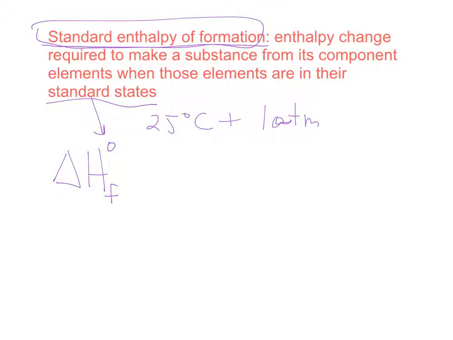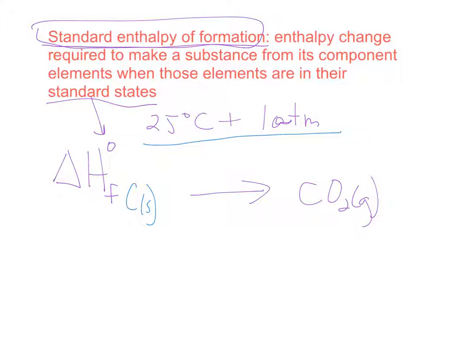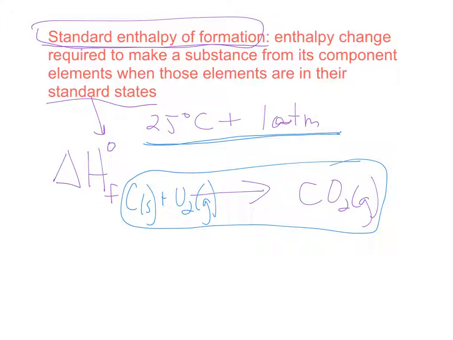So I gave you the example to make CO2 as a gas from its component elements. The way that would have to be from carbon as a solid, because carbon at 25 degrees Celsius and 1 atmosphere is a solid, plus oxygen as a gas, because at 25 degrees Celsius and 1 atmosphere. So the energy needed for these two things to come together and make carbon dioxide would be called the standard enthalpy of formation of carbon dioxide.